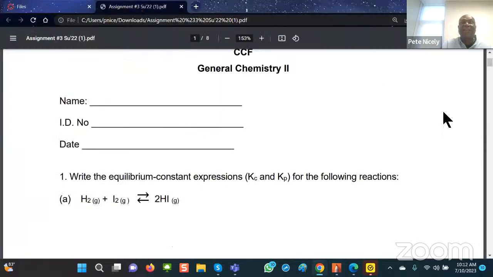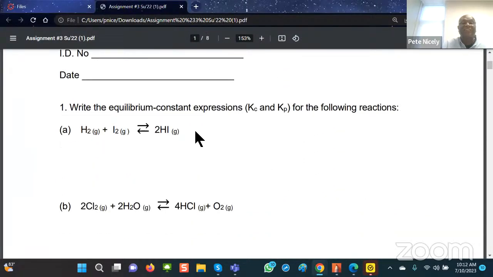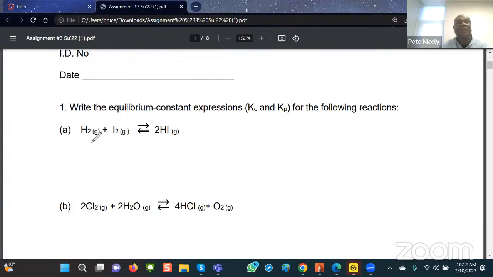And get to assignment number 3. The first question says, write the equilibrium constant expressions Kc and Kp for the following reactions. Based on what I just discussed, you should be able to answer this question. So let me get my writing thing in order. Let's hear what you have to say about the A part, 1A. Anybody? Let's start off with Kc. What would be the expression for Kc?